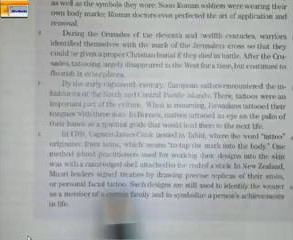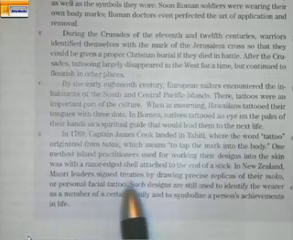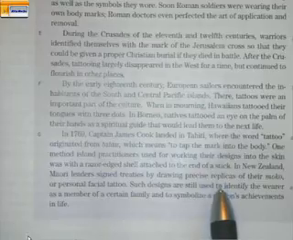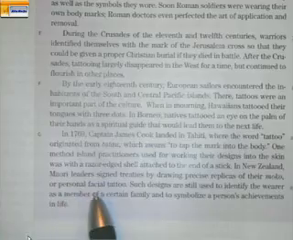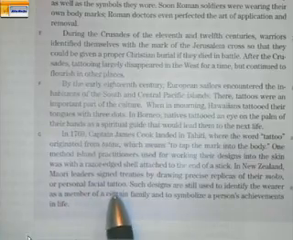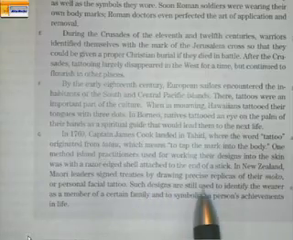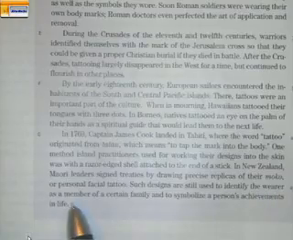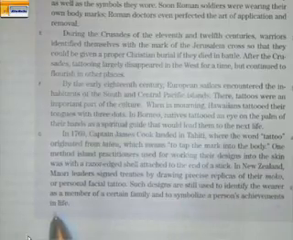In New Zealand, Maori leaders signed treaties by drawing precise replicas of their moko, or personal facial tattoo. Such designs are still used to identify the wearer as a member of a certain family and to symbolize a person's achievements in life.